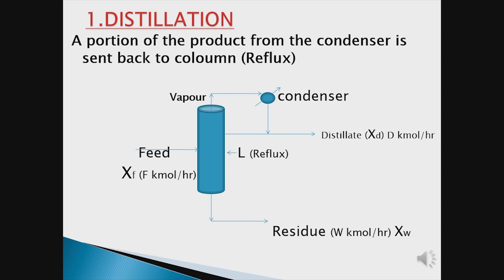So the concentration of the feed is denoted as XF, and the amount is F kilomole per hour. The distillate is XD, that is D kilomole per hour, and the residue, that is the bottom product. The top product is the distillate, and the bottom product is the residue. It is W kilomole per hour, with concentration XW.